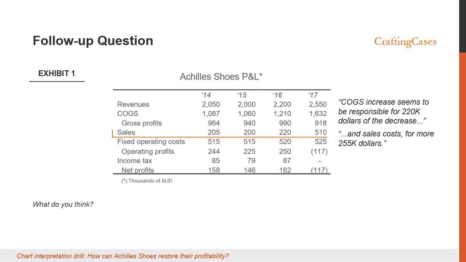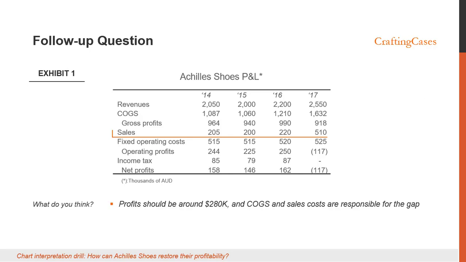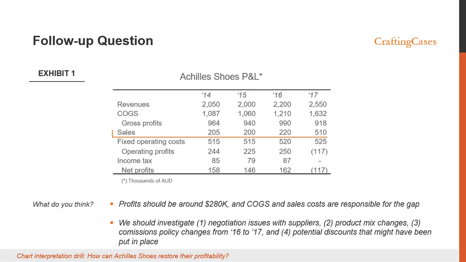So what I can see here is profits should be around 280,000, and cost of goods sold and sales costs are responsible for the gap between that and $120,000 in losses. And we should probably investigate, number one, negotiation issues with suppliers, and number two, product mix changes, and maybe even pricing, to understand what could have happened to our cost of goods sold that increased as a percentage of revenues.